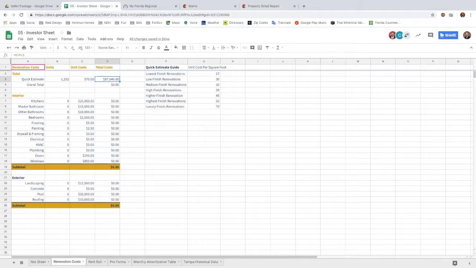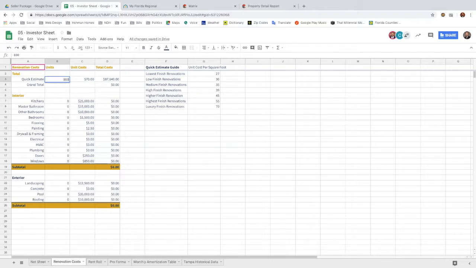Now, if this is an investment property, I probably wouldn't recommend going all out, especially if this property is only valued at $125,000. We don't want to put $90,000 in renovations. That would be over renovating that house. So with that, a lot of times for your investors, you're going to be anywhere between $27 and $35 per square foot.